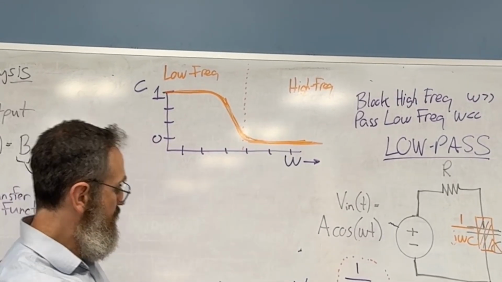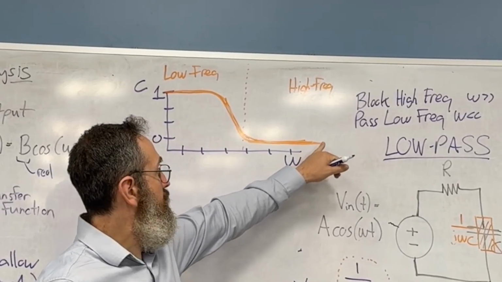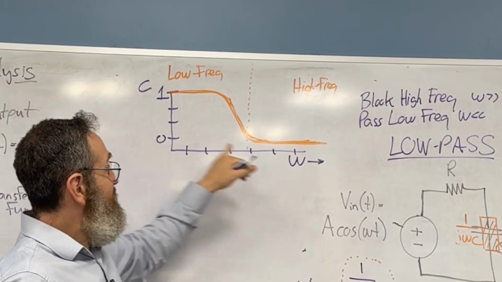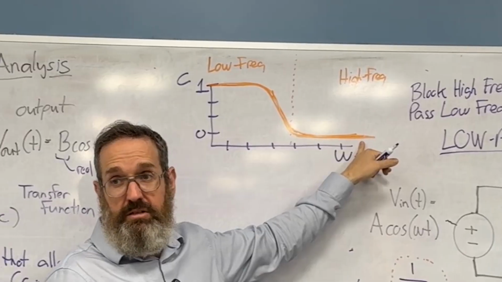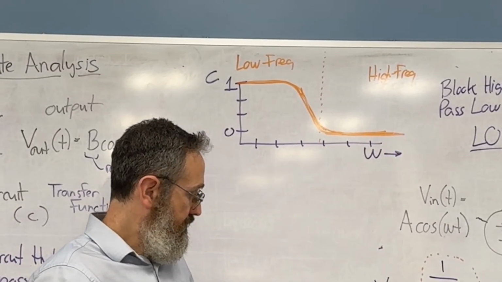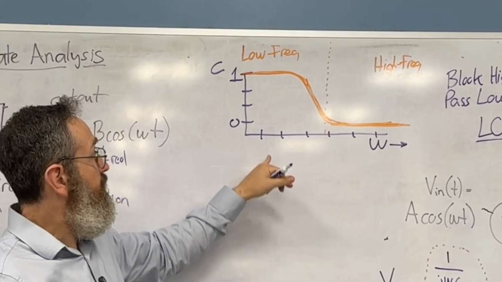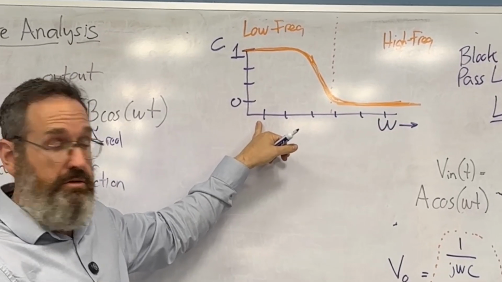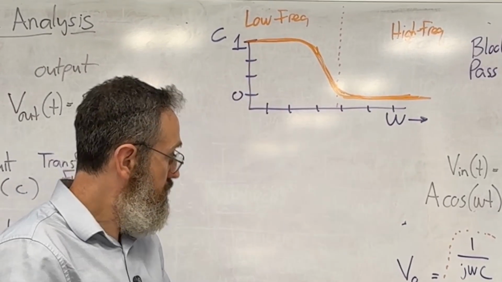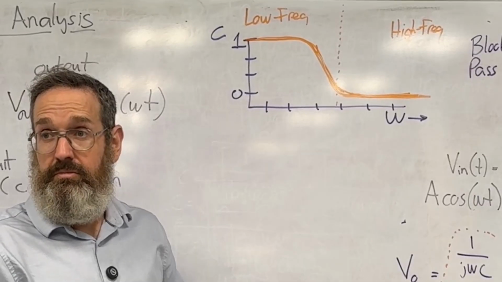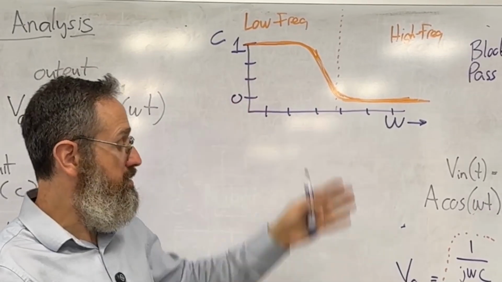If a very high frequency arrives, C is 0. That means it doesn't really get through. If a very low frequency arrives, C is 1. So it does get through. But to Adrian's point, what's low and what's high?